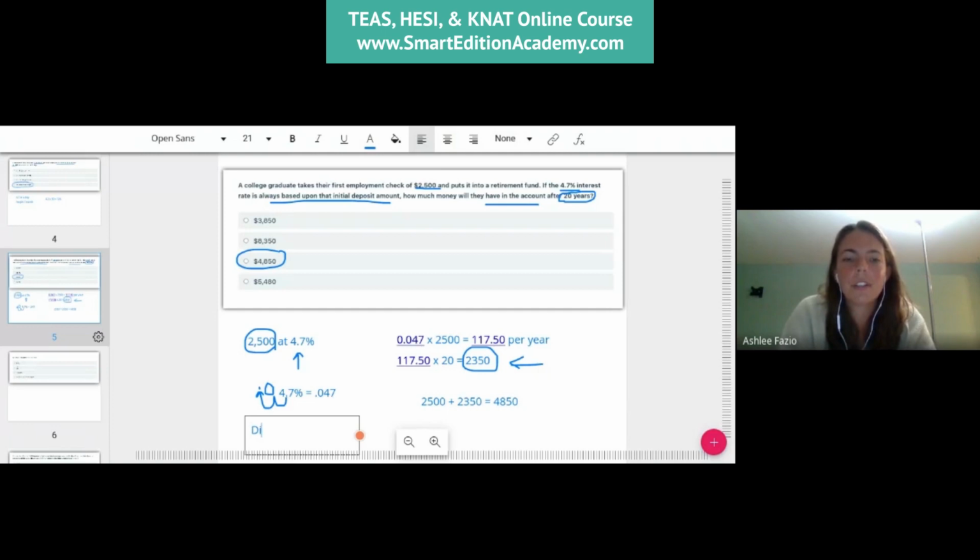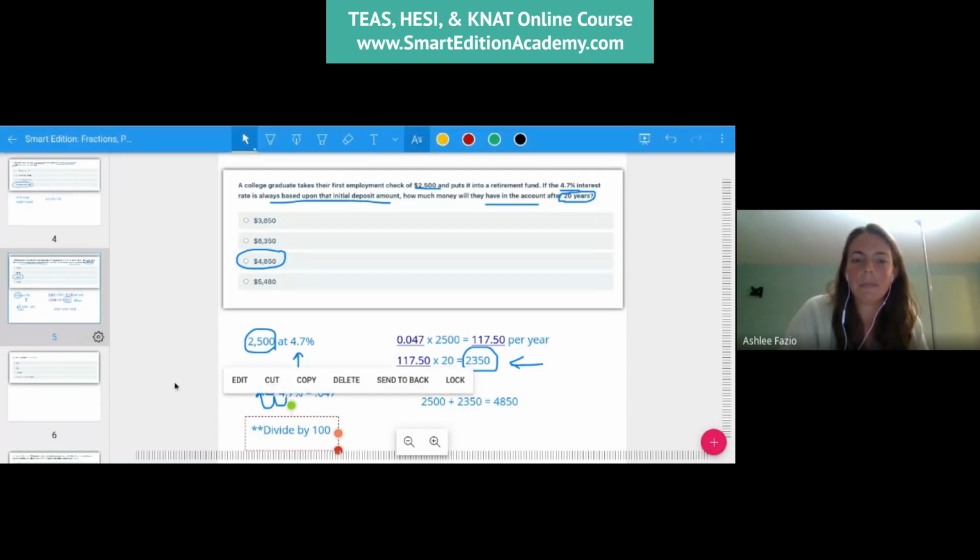And I will add that that's awesome. Divide by 100. That's basically what my little trick does. So yeah, absolutely. And that's another thing: use that calculator. 4.7 divided by 100 will get you to the same place. Awesome.